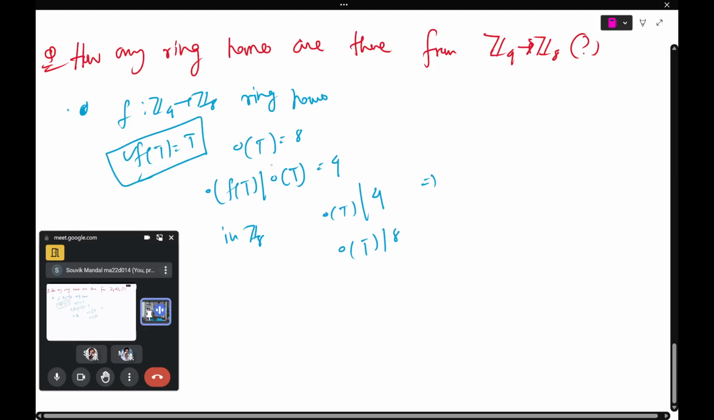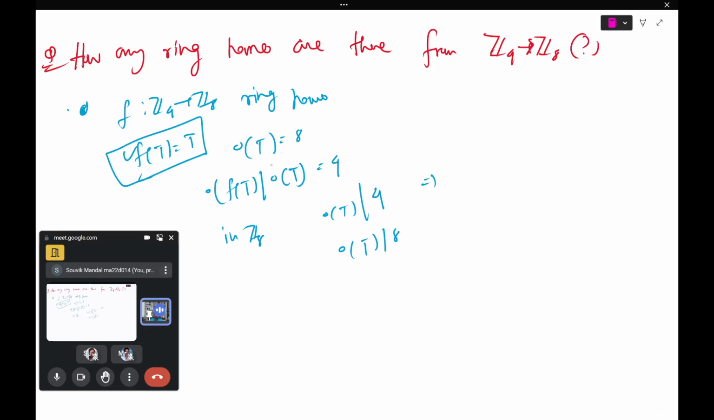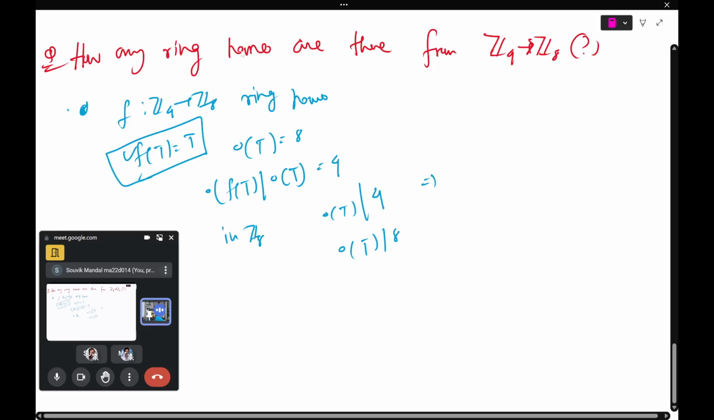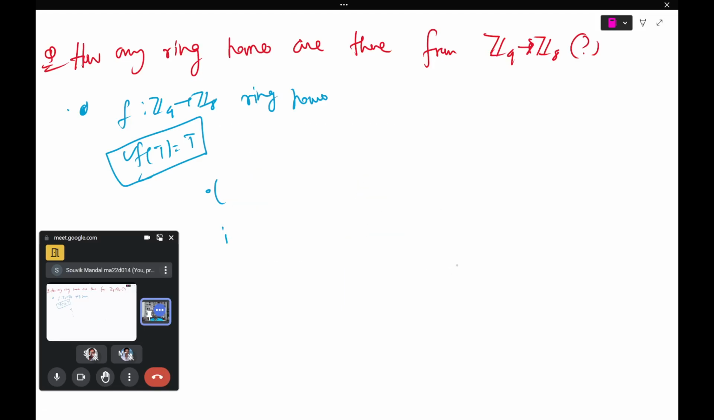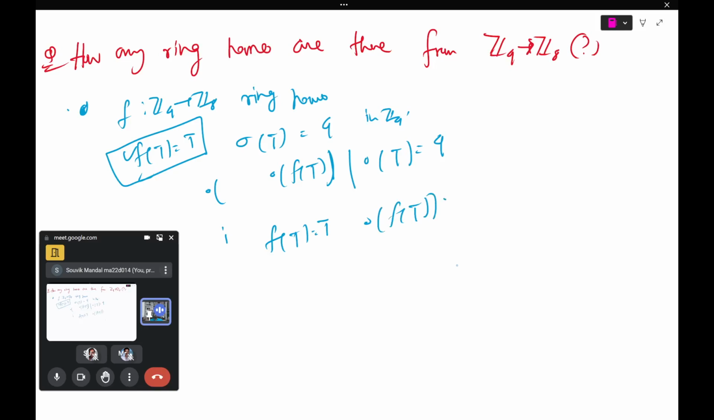So we are getting, in Z8, the order of 1 bar is divisible by 4, and the order of 1 bar is divisible by 8. Okay, let me explain the solution again because I also got messed up. Sorry. The order of 1 bar is 4 in Z4. Since f is a ring homomorphism, the order of f of 1 bar divides the order of 1 bar in Z4, which is 4. But f of 1 bar is equal to 1 bar, so the order of f of 1 bar is equal to 8.